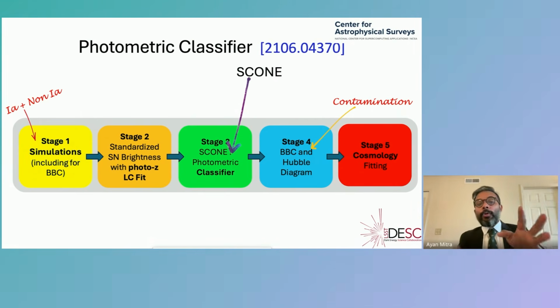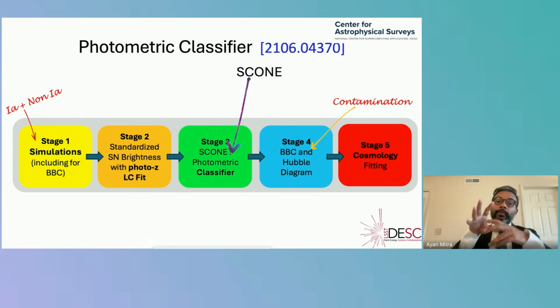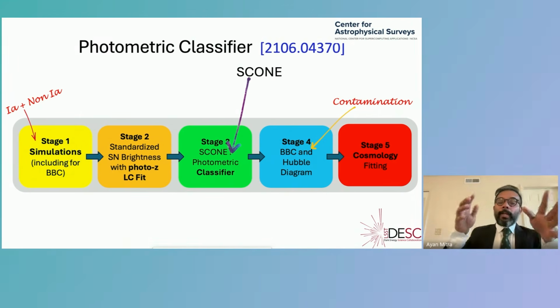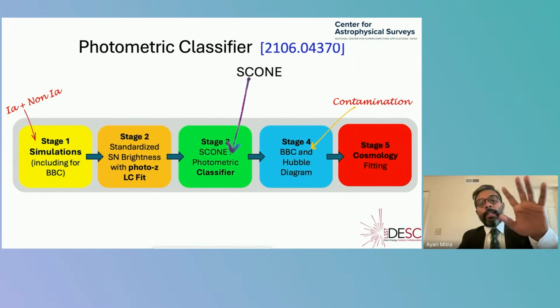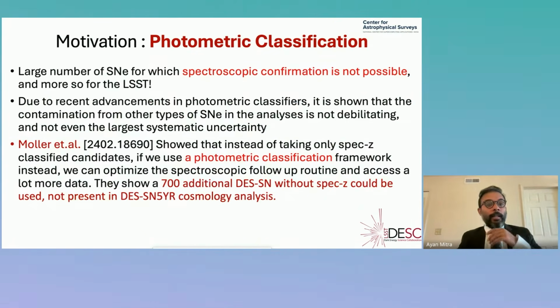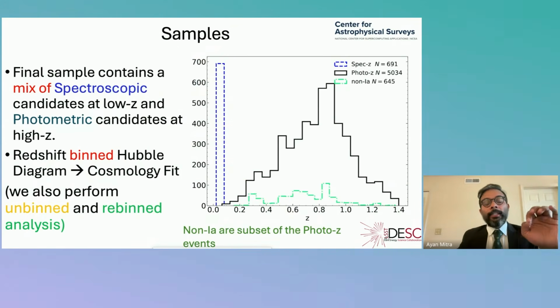And then, you remember, we take those type 1as only after the classifier. We do a Hubble diagram, meaning we already have the distance estimate, and we can use that to do cosmology, meaning dark energy estimations. I will not go into the details of those, that's another 5 minutes.